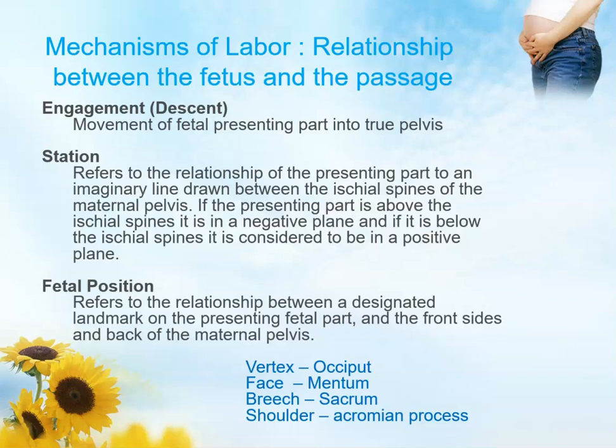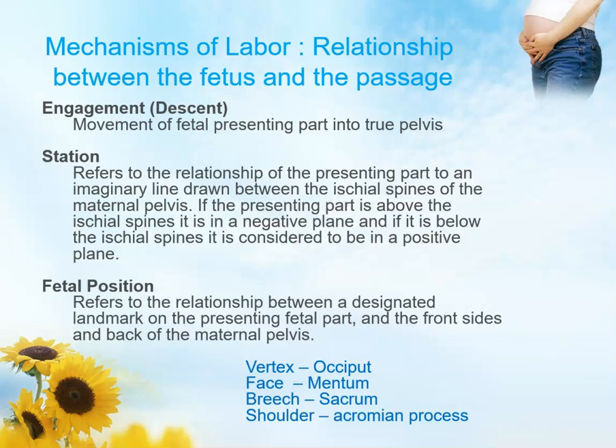So when we determine the station of the presenting part, we have to determine, is it negative? If it's right at the ischial spines, it's at a 0. It's a 0, okay? Fetal position refers to the relationship between a designated landmark on the presenting fetal part and the front, sides, and back of the maternal pelvis. So when we look to say, is the baby head down? If it's vertex, the occiput is down, okay?